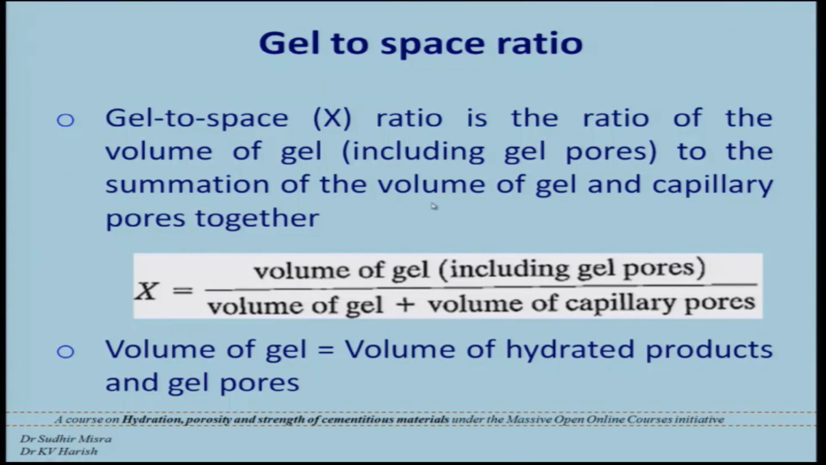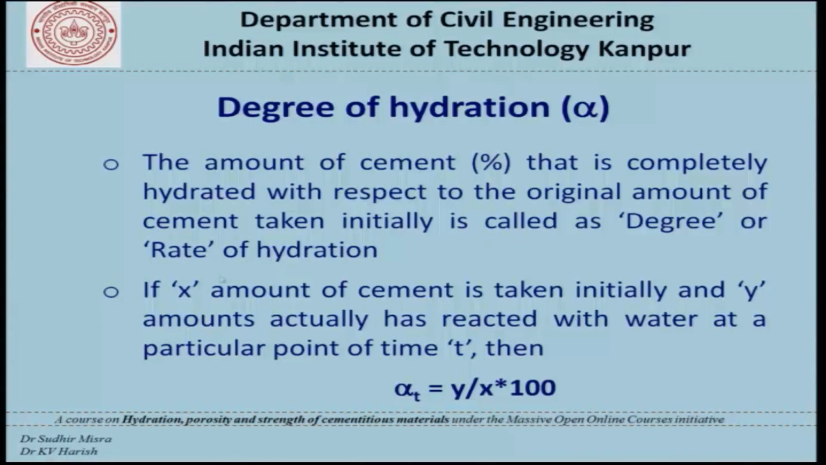Now, the second parameter is gel to space ratio. Gel to space ratio, indicated as X, is the ratio of the volume of gel, remember, volume of gel includes also the gel pores, to the summation of the volume of gel and capillary pores together. And remember, this is denoted as capital X. This is not the same as the X that we denoted in a couple of slides before.